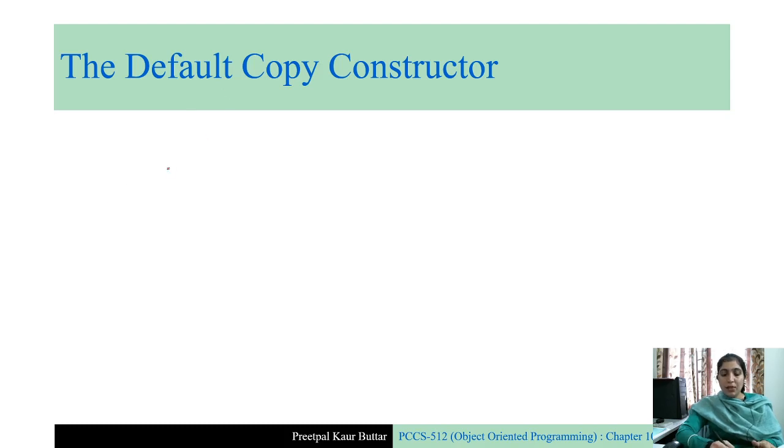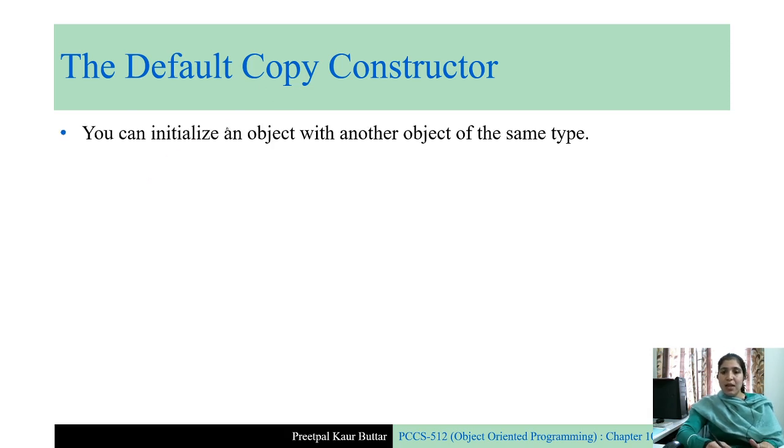So after discussing the three kinds of constructors, the default constructor, the parameterized constructor and the dynamic constructor, we now move on to the final constructor called the copy constructor. But before that we need to know the default copy constructor. Like we have a default no argument constructor and we can also make our own no argument constructor. Similarly, we have a default copy constructor, but we can also make our own copy constructor. So what is the default copy constructor?